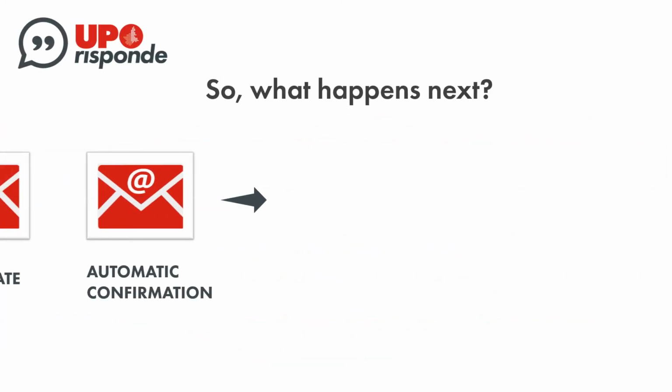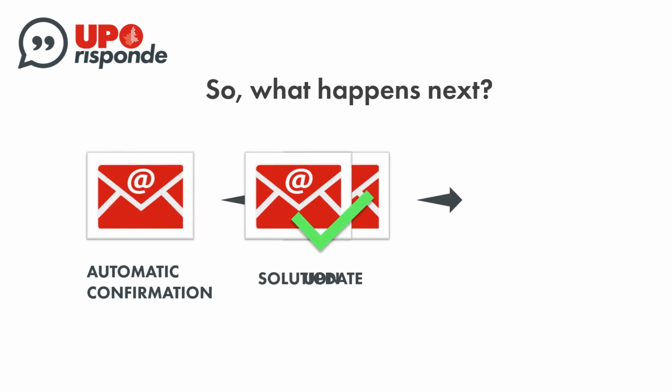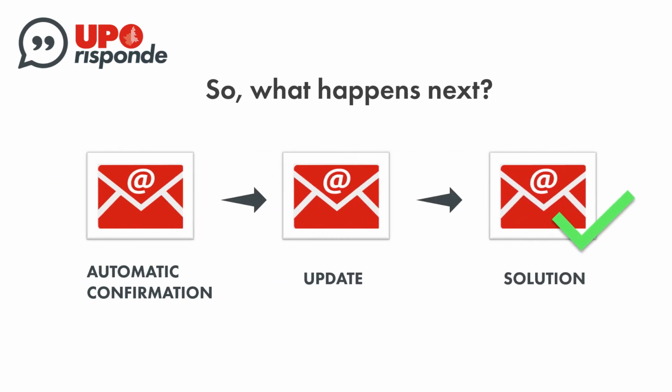So what happens next? Within a few minutes, you will receive an automatic confirmation of receipt of your request for assistance from the system. If you don't receive it, you have probably written your email address incorrectly. From that point on, you will be updated on any developments, receiving notification of which staff member is dealing with your query and/or whether this will be transferred to another team member. And finally, you will receive the email responding to your query.